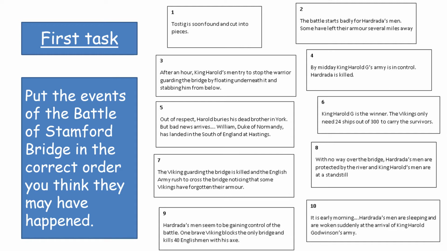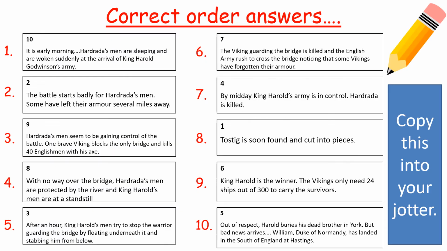So the first task we want you to do is to look at these 10 events and try to put them in order of how you think the battle went. So pause this video and see if you can arrange these into the order you think the Battle of Stamford Bridge went. So this is the correct order to copy into your jotter.